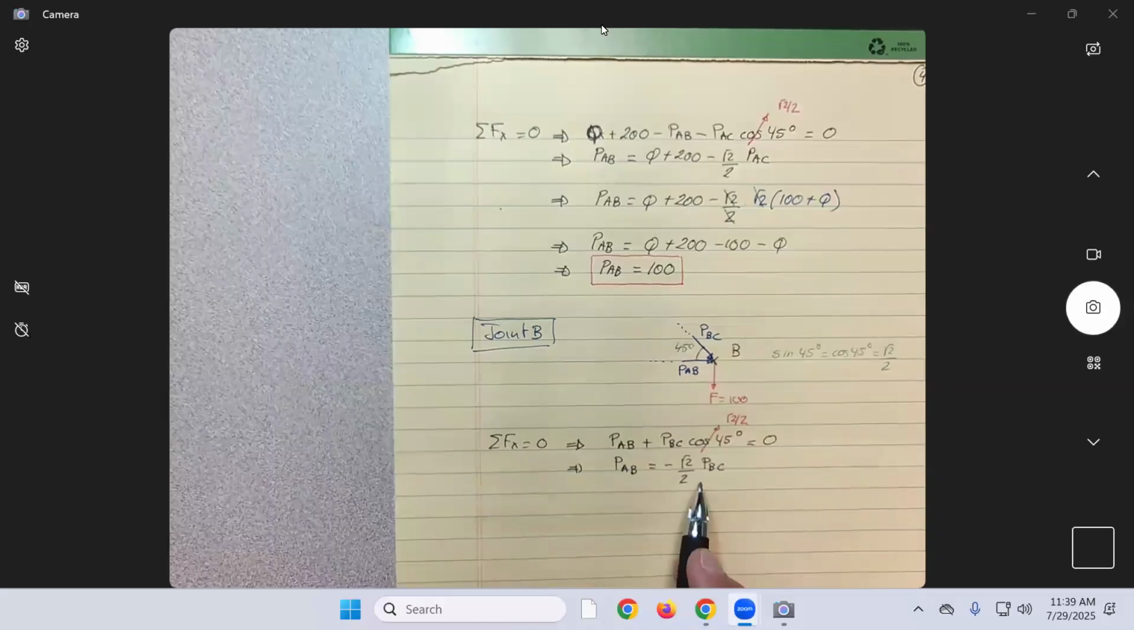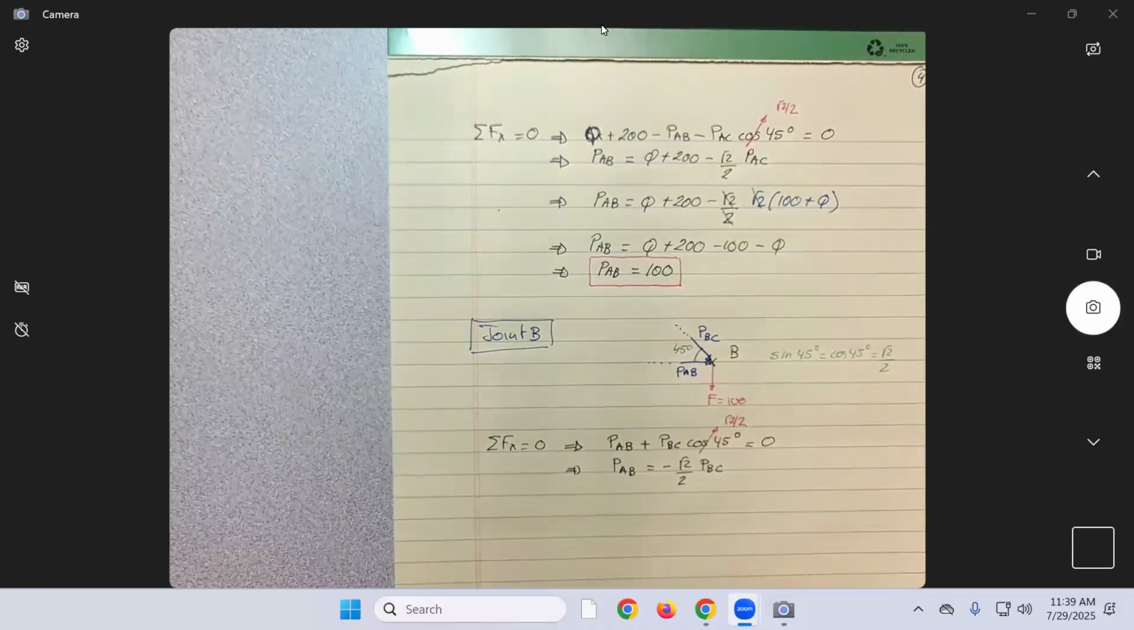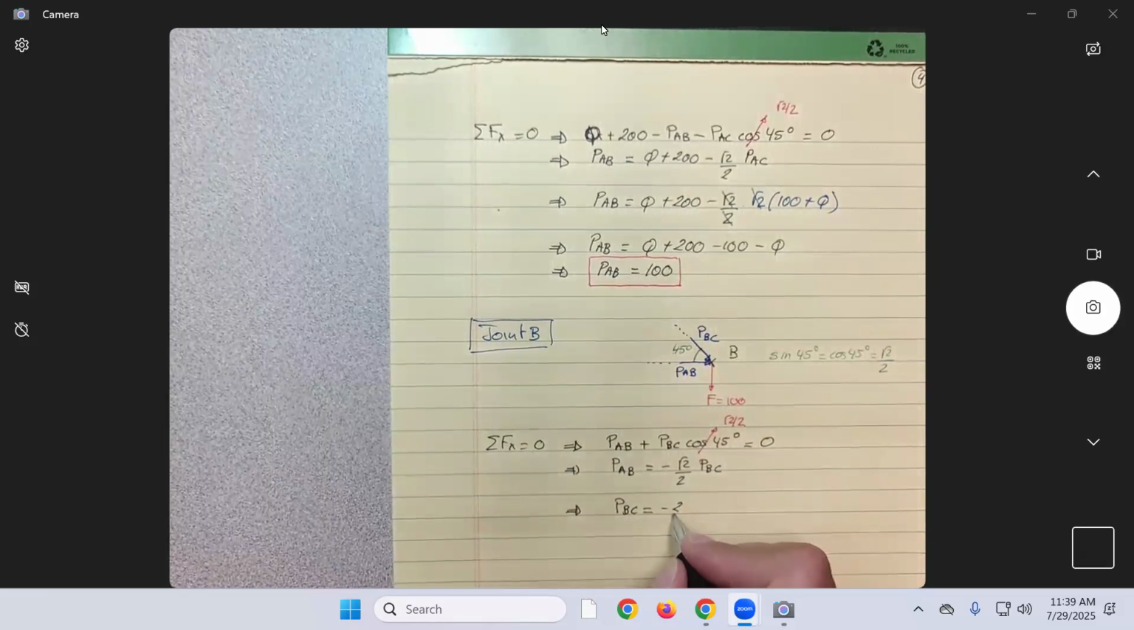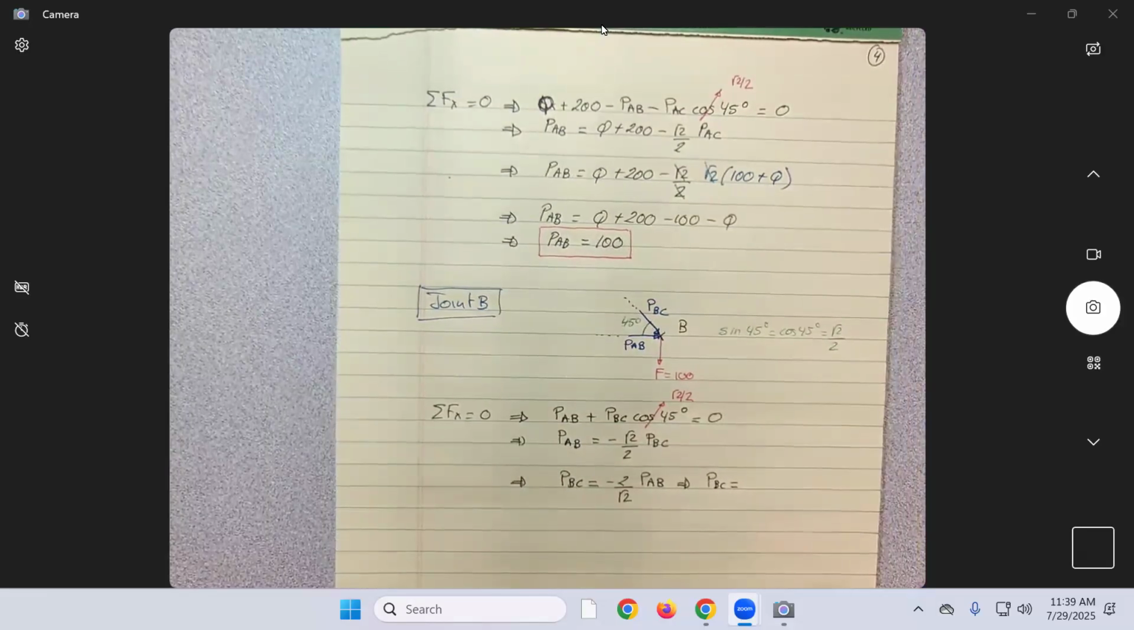Sorry, we need to find PBC. What am I doing here? The other way around. So, all right, I should have done that differently. So PBC is going to be equal to minus 2 divided by square root of 2 PAB. And what is PAB? 100. So we're going to get PBC will be equal to what?